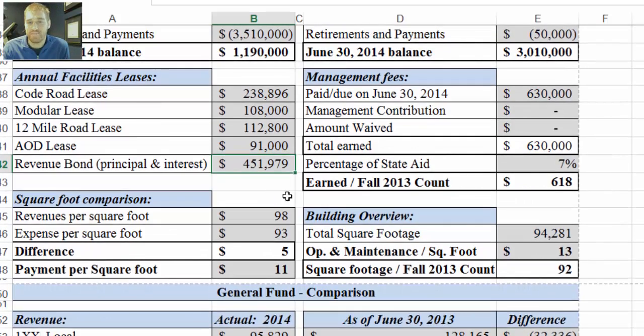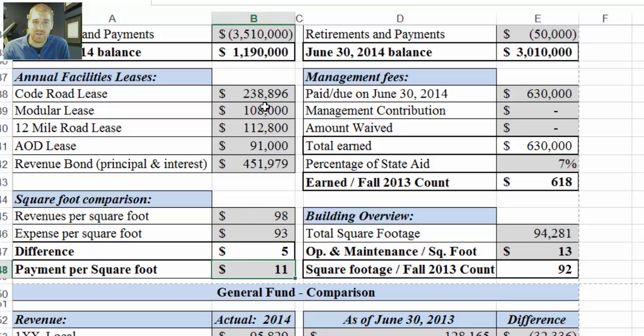So as we move down, we'll see total square footage. This should include all 5 buildings. So if this is inaccurate, let us know and we'll have to update it. Hopefully it is. We had to dig pretty deep to try to find that for 5 buildings. So utilizing that, we have our revenues per square foot, which takes total revenues and divides by square footage. Expense per square foot, same thing. And then difference, again, look at these relationships and try to say why these are different and that kind of thing.